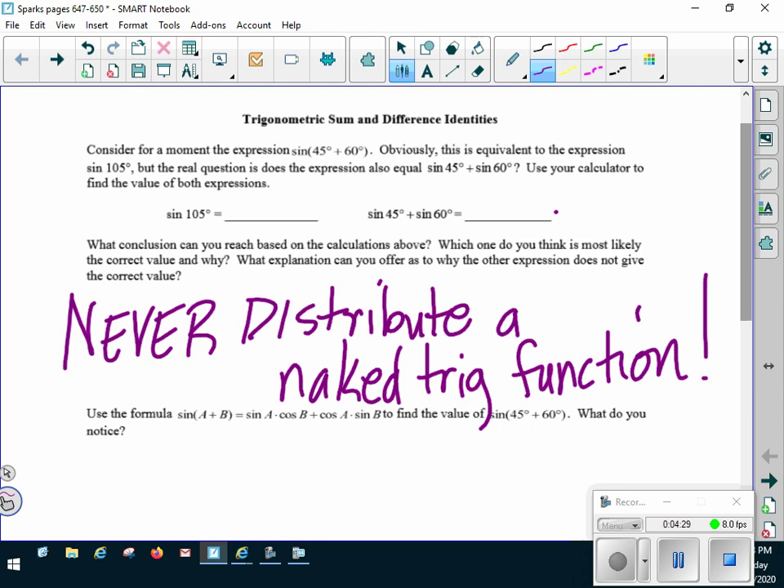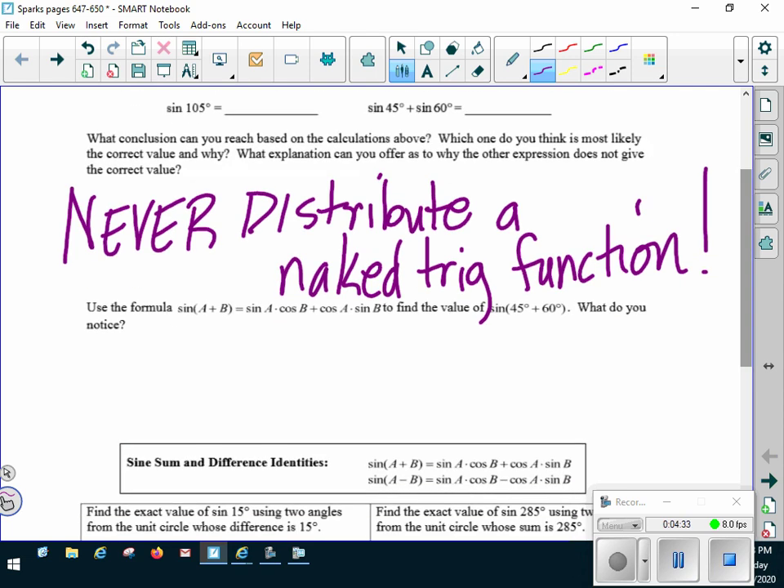Okay. Just curious. So that right there, that's what I need you to take out of today. You cannot distribute a naked trig function. I could distribute the sine of 45 degrees. That's a number. That means something. Sine by itself or cosine by itself or tangent by itself doesn't mean a thing. You cannot distribute that. All right, let's move on.